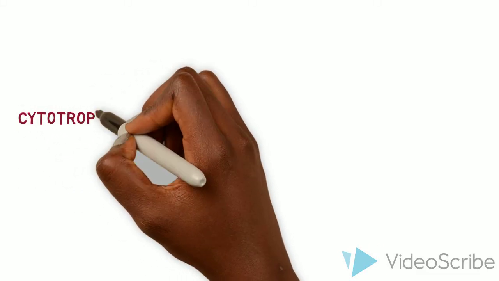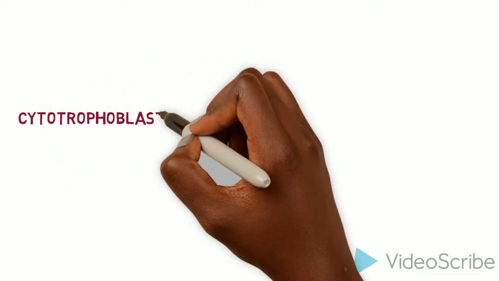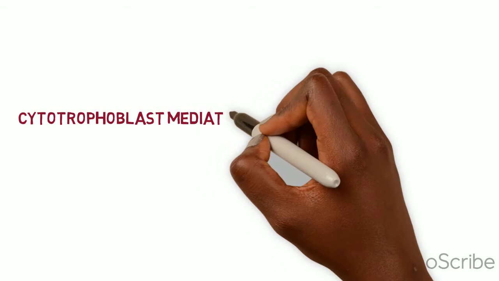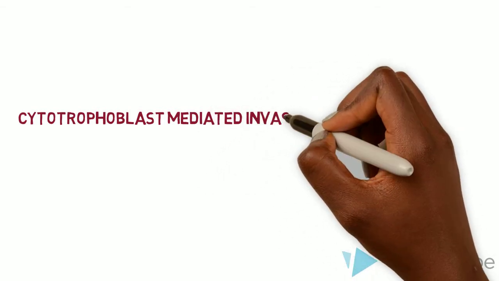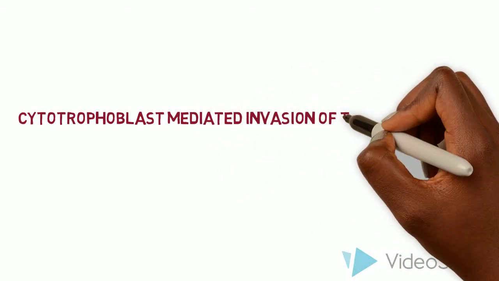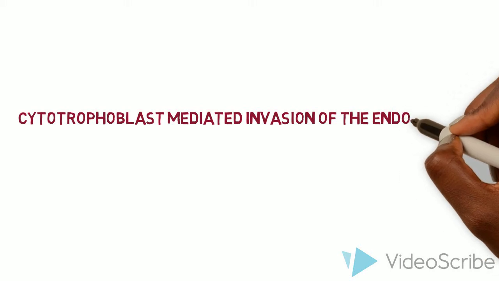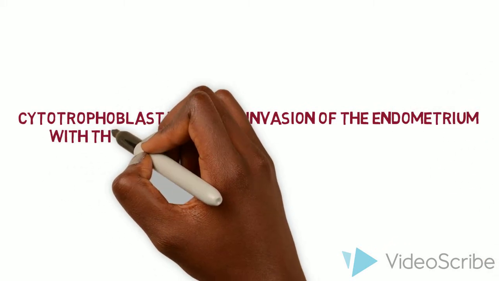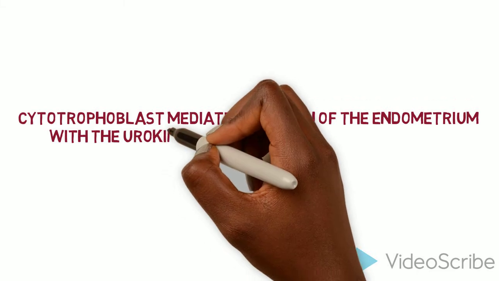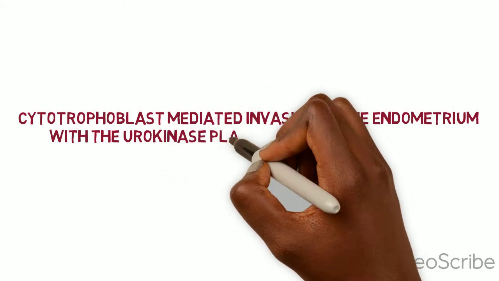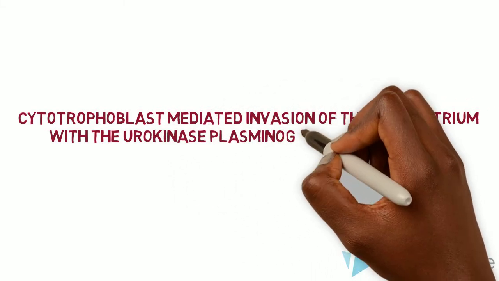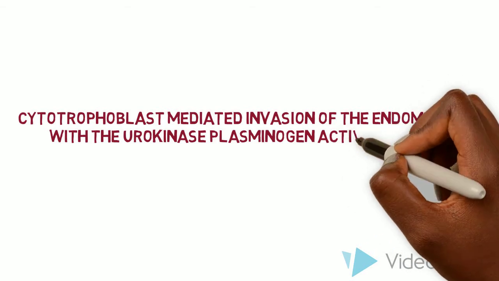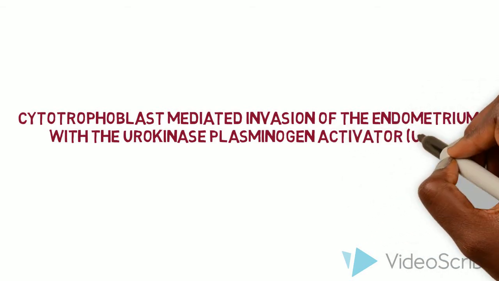Hi everyone, and welcome to my very first video on biological processes. In this video, we'll be going over the events that lead to the invasion of the endometrium by the developing embryo. More specifically, we'll be looking at the working mechanism of the urokinase plasminogen activator, which is a short-chain protease secreted by cytotrophoblast cells. We'll call it UPA.